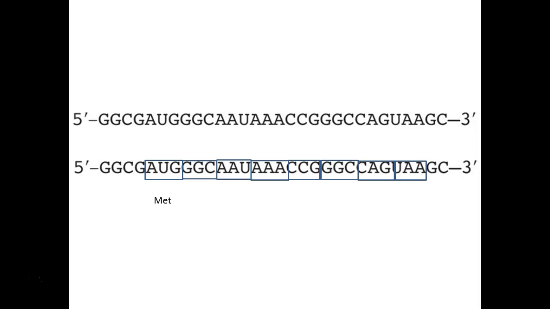Let's see if I did mine right. Glycine, yep. I would just put the three-letter abbreviation there. AAU. Asparagine. What's the next one? AAA. All A's. Lysine. I'm slow on this chart. I did it earlier. Did I get it right? Yeah, lysine. Okay, I'll let you guys do it.